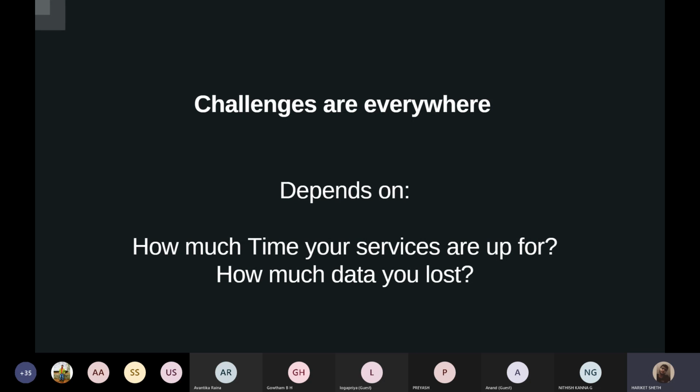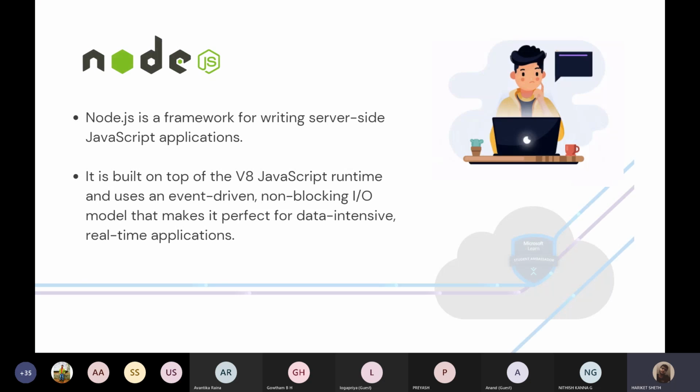So the major factors you have to focus on are how much time your services are up for, and the second question is how much data you lost. When your services are down, or when any attack happens, how much of your data is lost? These two questions carry a major weightage on the choice you make, whether you want to go for Google or for Microsoft, as your cloud service provider. So uptime is a thing.